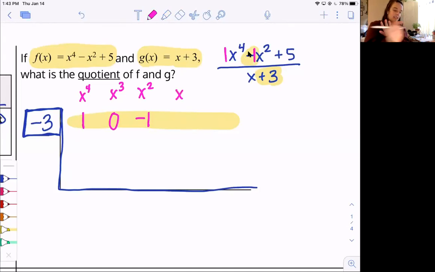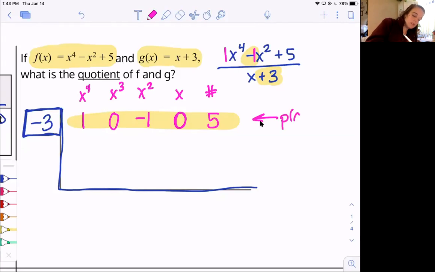And then I need to have x's. How many x's do I have? None, right? I don't have any. So I have 0 there. I have no x's. And then I have +5 as my number by itself. So even though originally we were thinking it was 1 and -1 and 5, we actually have to mark in those zeros for the ones that aren't there, right? So these are what we call placeholders. They hold the place for the terms that aren't there.